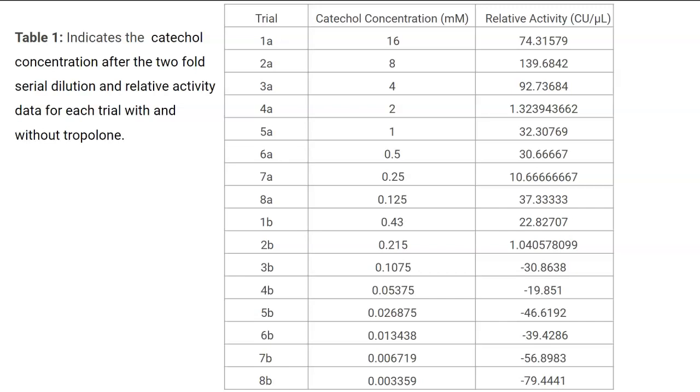And this was not the results we expected. We expected that the higher concentration of catechol would have a higher relative activity. And as you can see from 1A to 2A, it actually went up during the dilution, and from 3B on, it was negative numbers, which you're not supposed to have, negative activities, so our results were a bit odd.